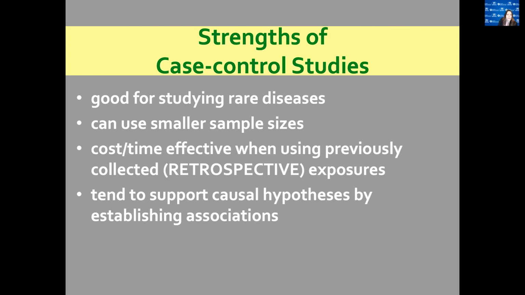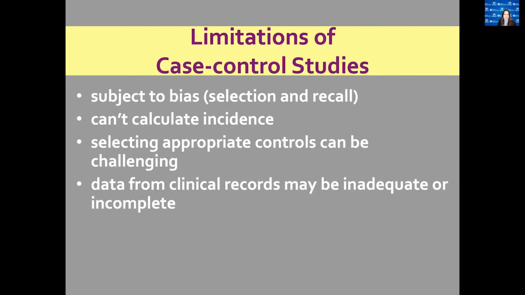So as I said, they're great for rare diseases. You can use a smaller sample size for case control studies. They are very commonly done in hospital situations. They can be very cost and time effective, especially when you're using previously collected exposures. And by previously collected exposures, I mean things that you might find in the medical record about exposures. They tend to support causal hypotheses by establishing associations in case and control groups and asking people about their exposures in the past.